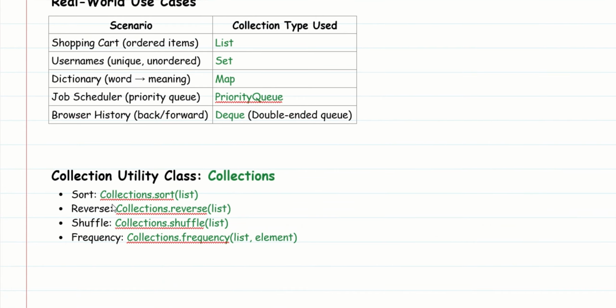We have a utility class as well. By default, you can sort, reverse, shuffle, or find frequencies. You can use the utility class called Collections. You can use the Collections class and pass the list, set, map, whatever it is, and use this utility. If you want to sort the list or reverse the list, you can go for the Collections utility class as well.